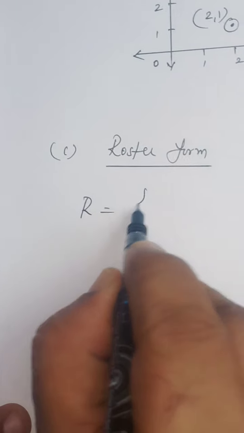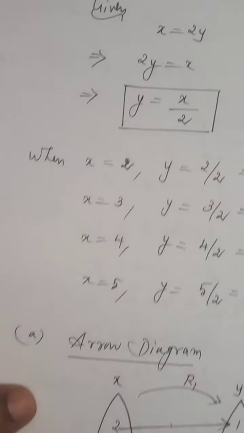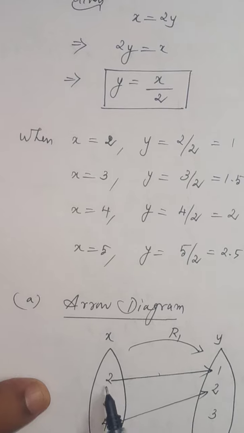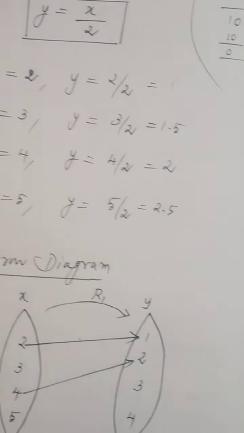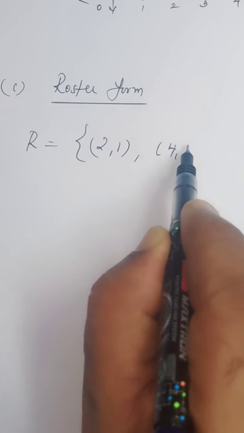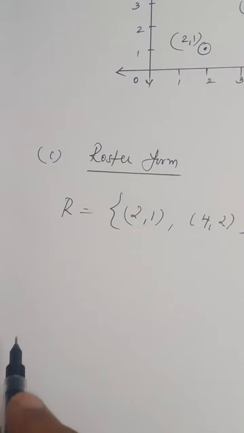Very simple one. Even you can look at that arrow diagram: (2, 1) and (4, 2). That's all. So subdivision 1 is over.